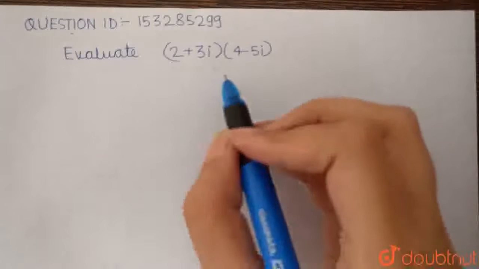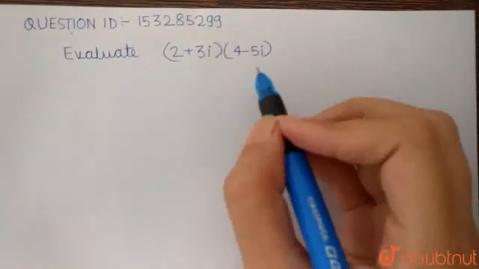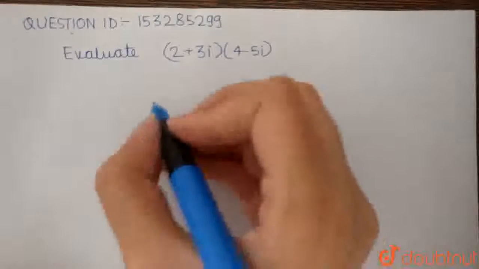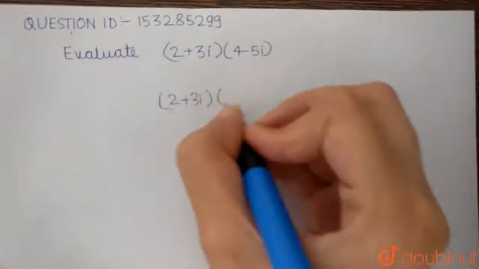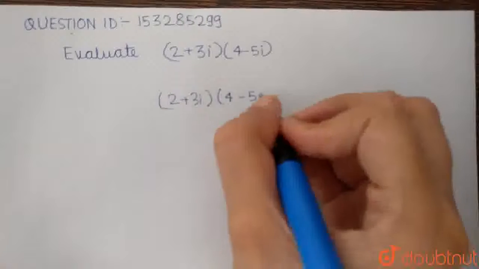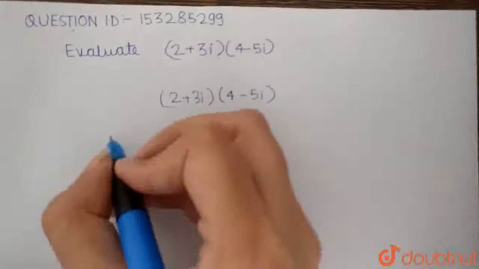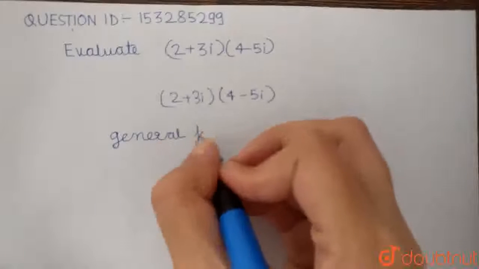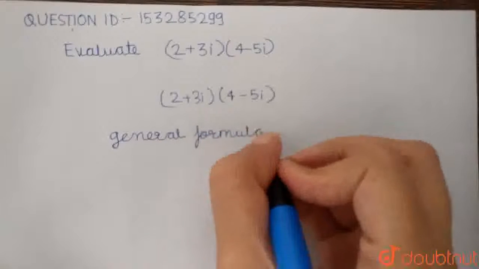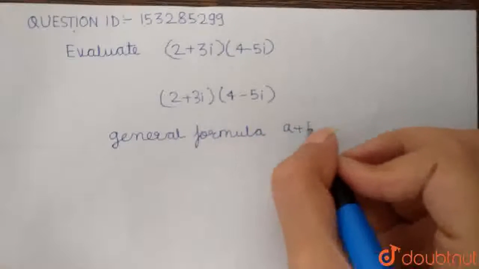In this question, we have to evaluate the product of given two complex numbers. We have to evaluate 2 plus 3i multiplied by 4 minus 5i. Now to perform this multiplication, we would be using the general formula for (a + b)(c + d).